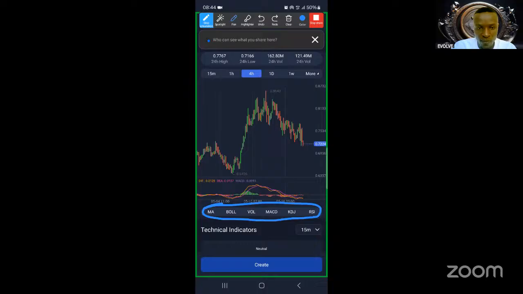Okay. You will see these abbreviations. These are indicators. This one is called moving average. This is the Bollinger indicator. This is volume, meaning the money that has got into the market, how the volume is behaving. This is MACD, and this is KDJ. This is RSI.